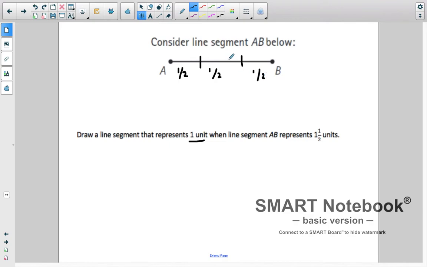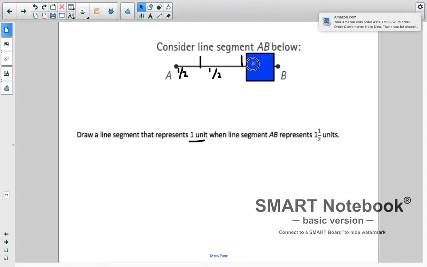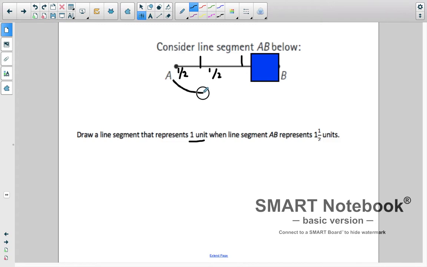Now, if I'm just looking at this piece right here, I'm going to cover that up. Let's cover this up. Now, if I'm only looking at this piece right here, from A and not from the blue square, this piece right here equals 1, because 1/2 plus 1/2 equals 1 whole. Now I'm going to get rid of that blue square.